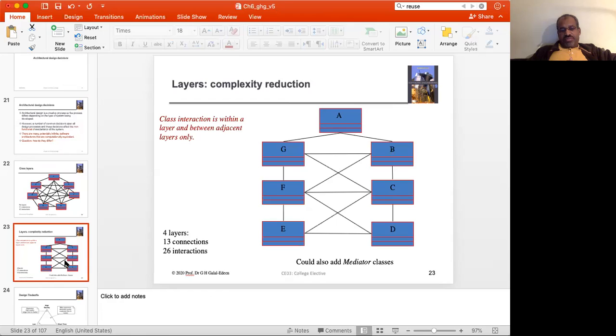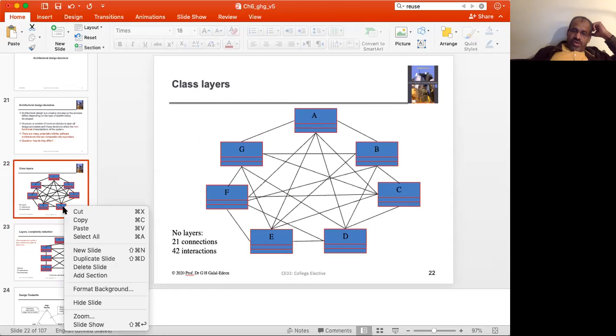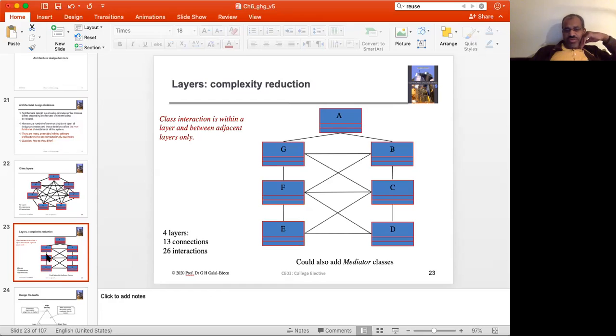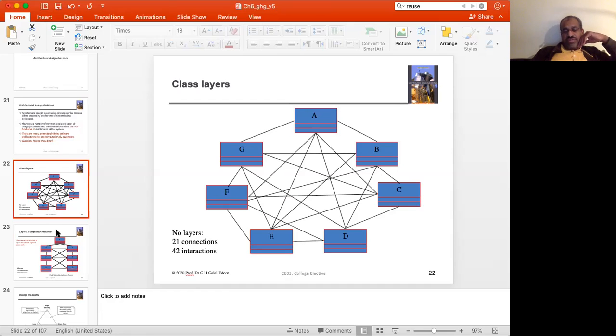Instead of having an end-to-end set of connections, we're going to organize them into layers and just control the number of interactions a little bit so that every layer is only allowed to speak to the layer beneath it or above it, not to everybody else. By this very simple action, we just reduce the potential connections from 21 connections on the previous diagram to just 13 on this diagram. So it's about half of the connections that we had before, therefore roughly about half the complexity. The interactions have also dropped by about a half.